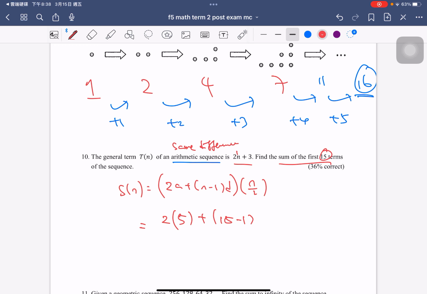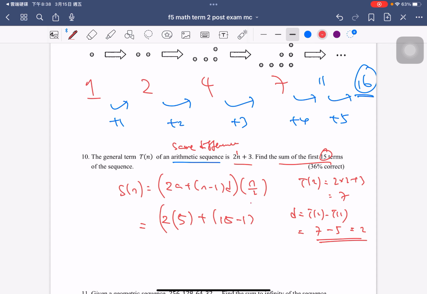So what is going to be the difference? The difference can be calculated by using the second term minus the first term, isn't it? So the second term is going to be equal to 2 times 2 plus 3, giving you 7. So comparing the second term and the first term, it's going to be equal to 7 minus 5, which is equal to 2. Okay, so the difference is going to be equal to 2.